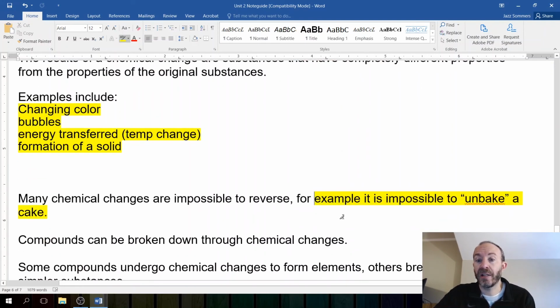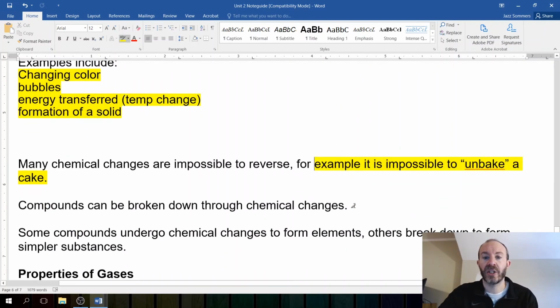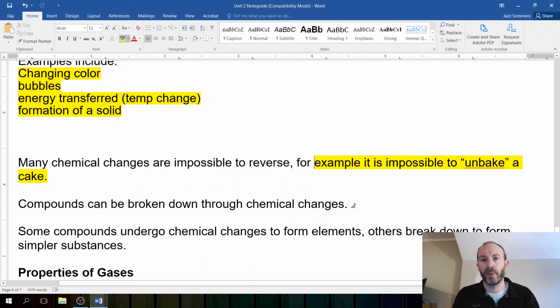Chemical changes tend to be irreversible, right? You can't unbake a cake. You take your ingredients, mix them all together, put it in the oven, take it back out, and let it sit on your countertop for a while. It's not going to spontaneously go back into eggs, flour, and whatever else, right? So that's a good example of a chemical change that they are typically not reversible.